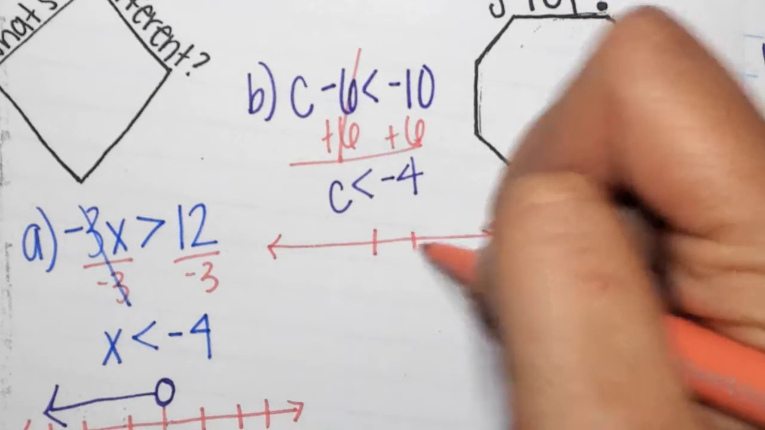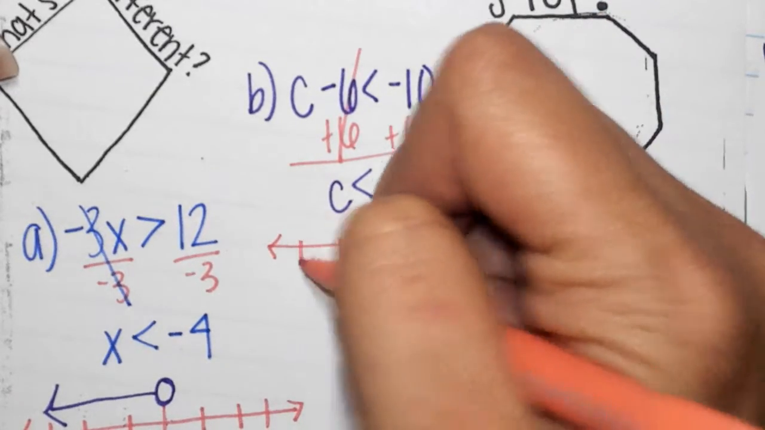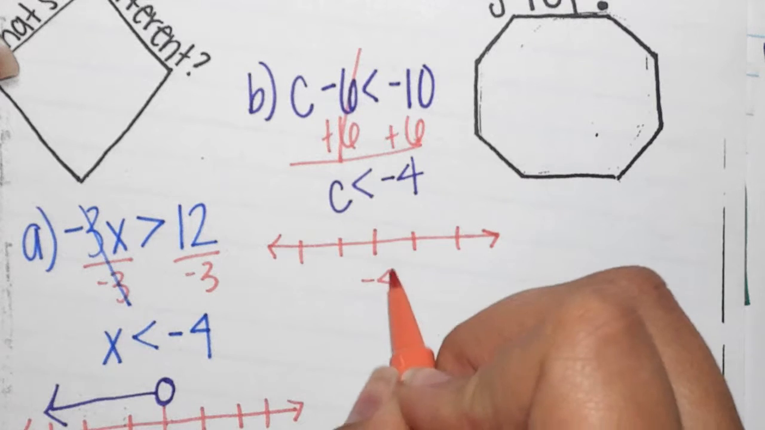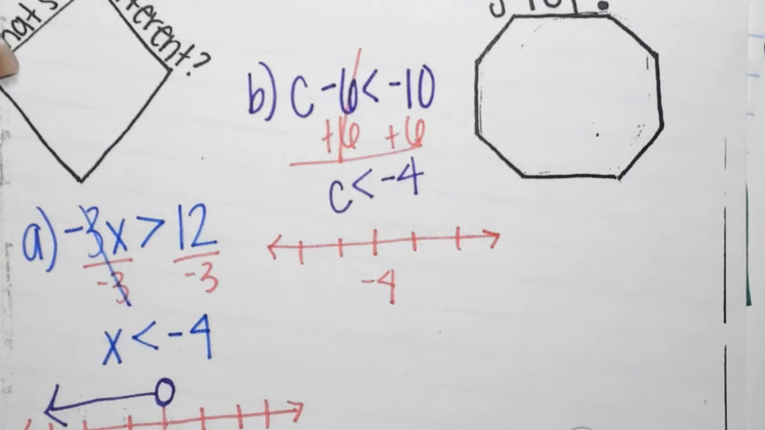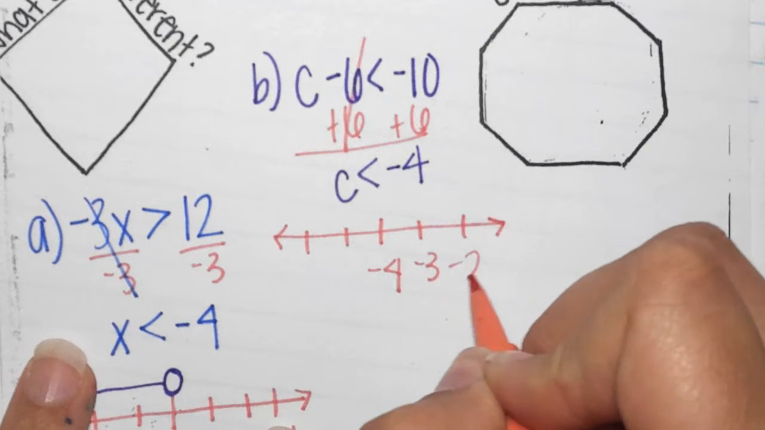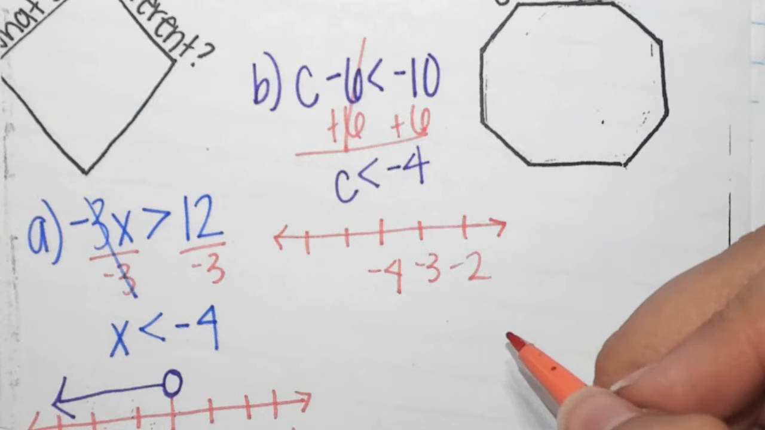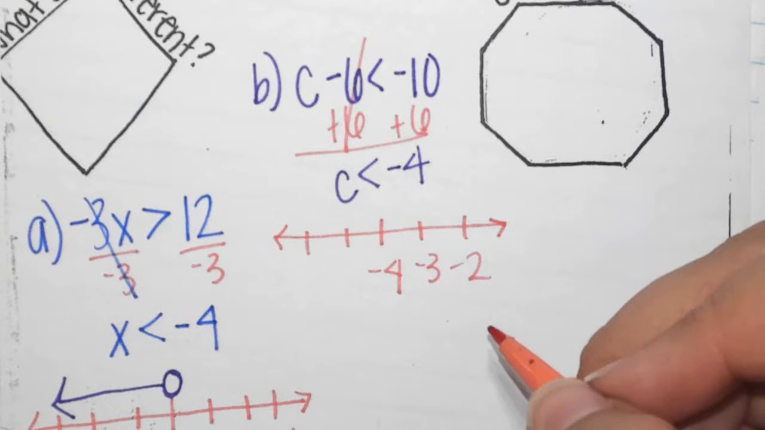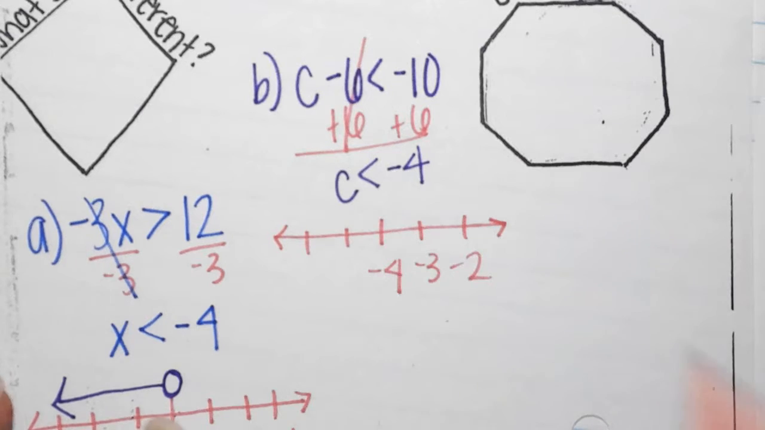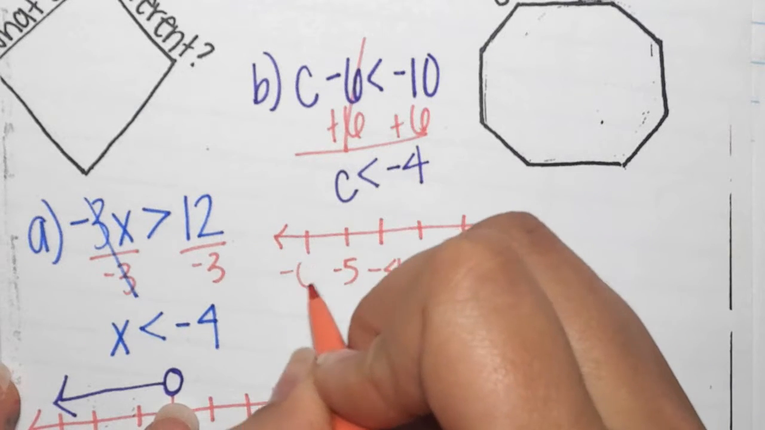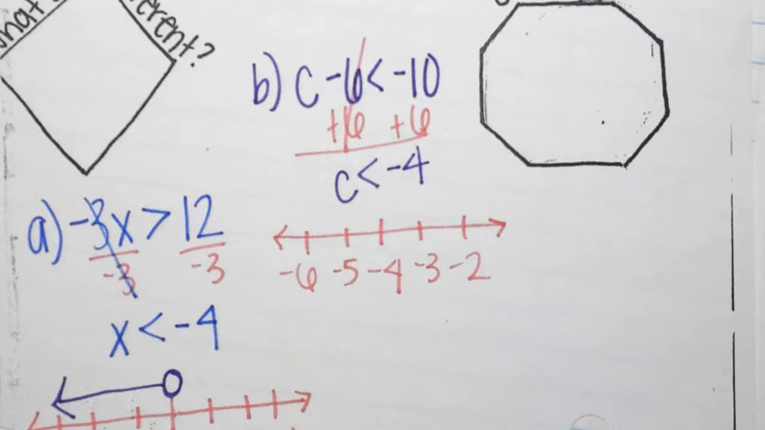All right, and who can tell me where -4 is going to go? In the middle. All right, and what numbers go to the right of -4, Avery? To the right, -3, -2, -1. Fantastic. Take a point. And what numbers go to the left, Stephen? -5, -6. Great job. Take a point.